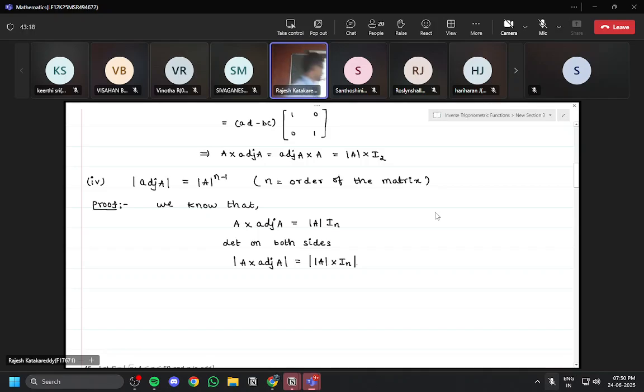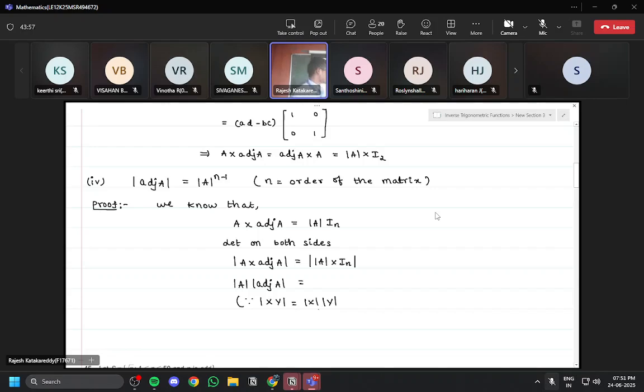On the left-hand side, I have a product of two matrices. We know that determinant of X into Y is equal to determinant of X into determinant of Y. When you have a product, the determinant is distributive. That's what I am saying. So this is determinant of A into determinant of adjoint of A. One property I used is determinant of XY equals determinant of X into determinant of Y.